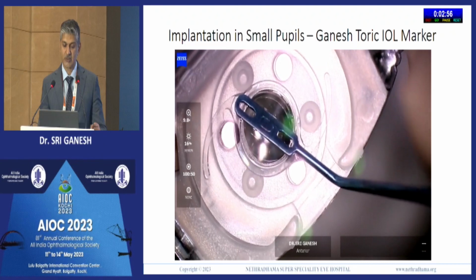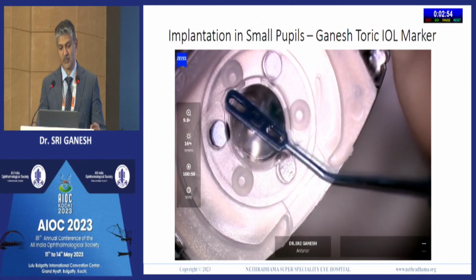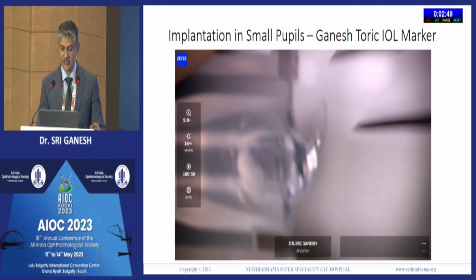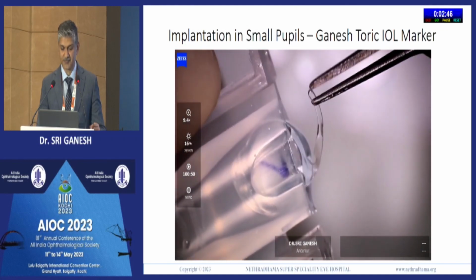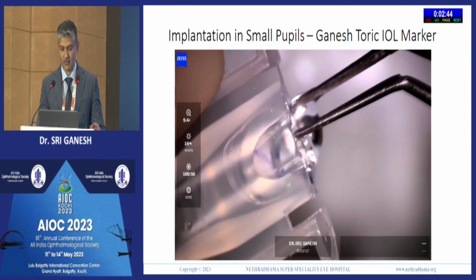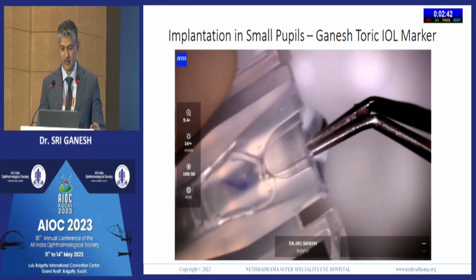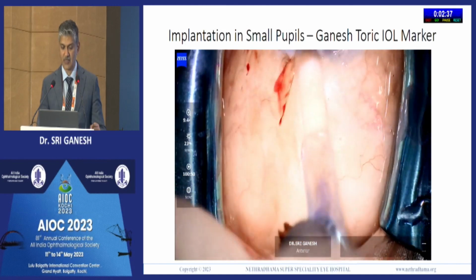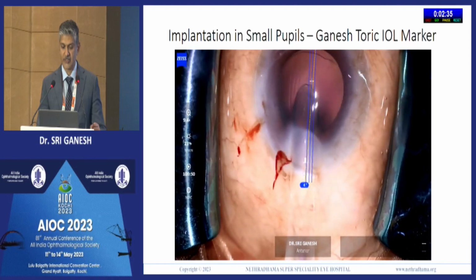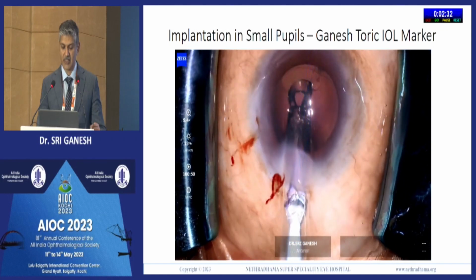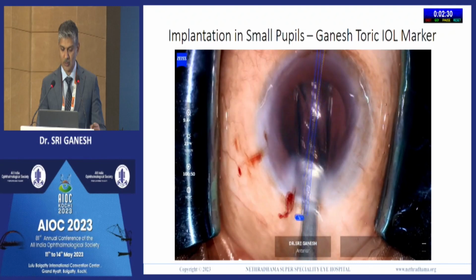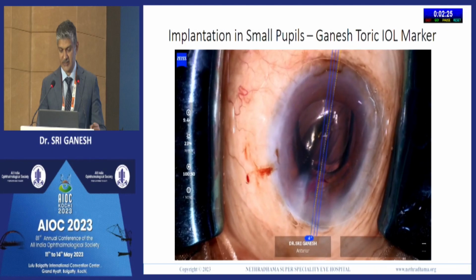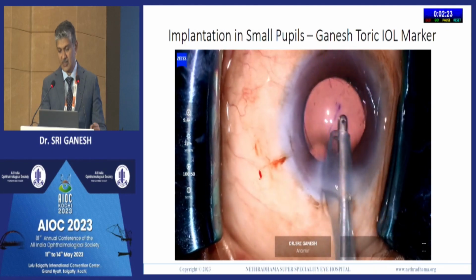The problem is in small pupils, you can't see the peripheral mark. So once you keep it down for about 30 seconds, you get a nice indentation and a mark. Then you can load the lens in the regular cartridge, and you can still see the mark there. Then this is a mid-dilated pupil. So I'm injecting the lens into the capsular bag, and I have the Callisto image guided system for placement of the lens axis. You can see that the mark is still visible.